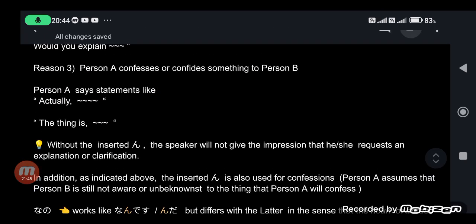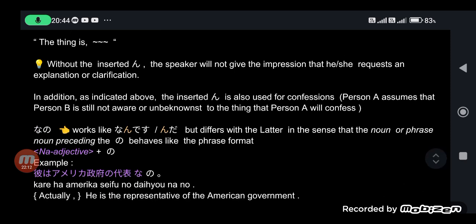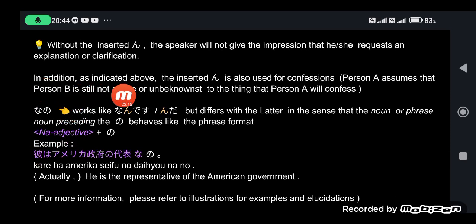So person A says statements like actually, or the thing is. So without the inserted N, the speaker will not give the impression that he or she requests an explanation or clarification. So in addition, as indicated above, the inserted N is also used for confessions. Let's say person A assumes that person B is still not aware or is still unbeknownst to him. The person A here assumes that person B still doesn't know something that person A will confess.